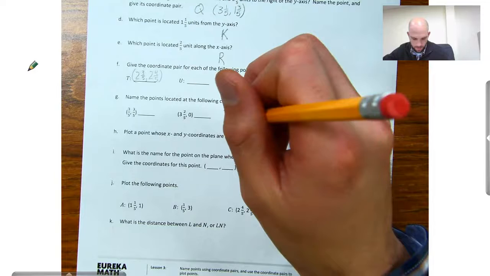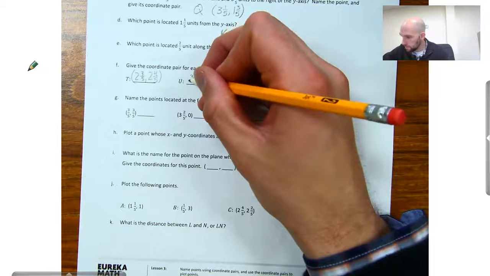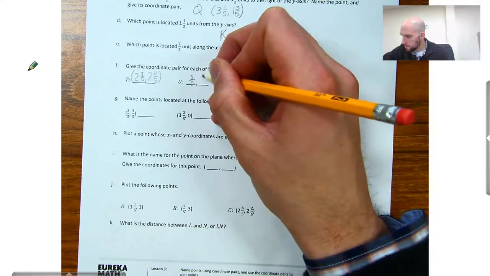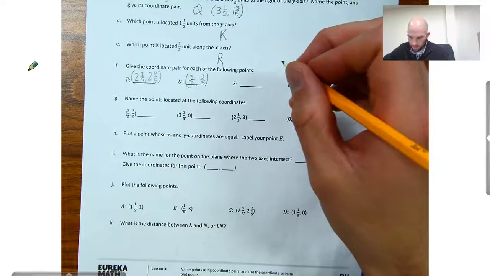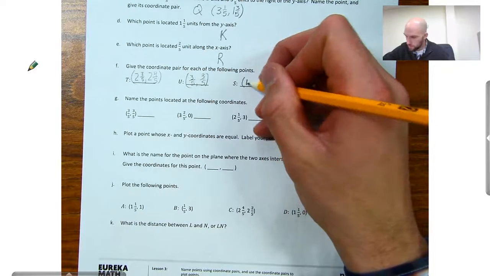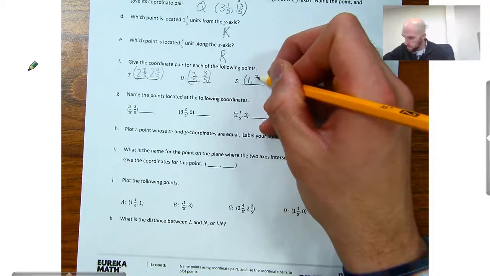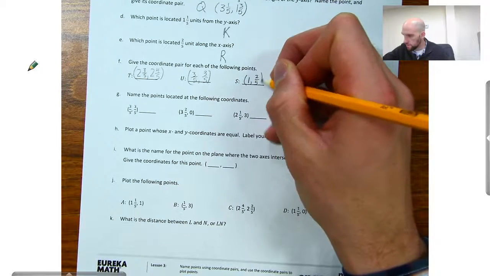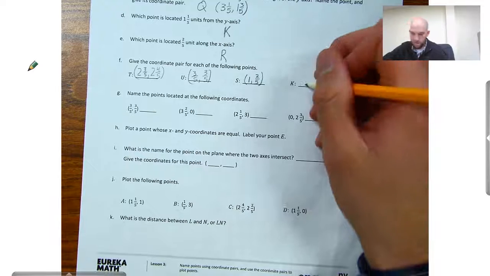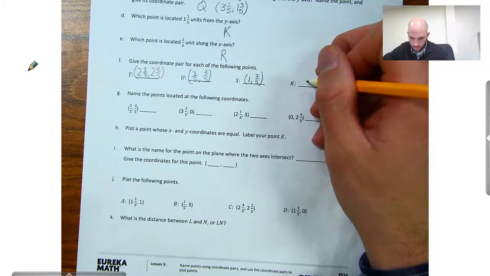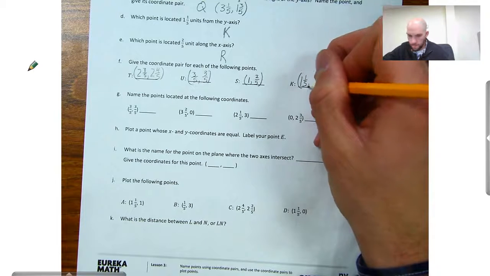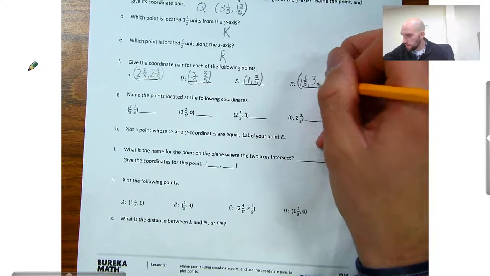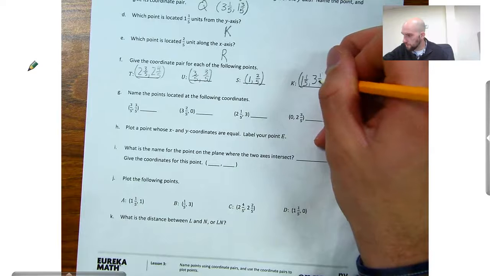U is 3 fifths by 3 fifths. S is 1, 2 fifths. And then K, 1 and 1 fifth, and 3 and 1 fifth.